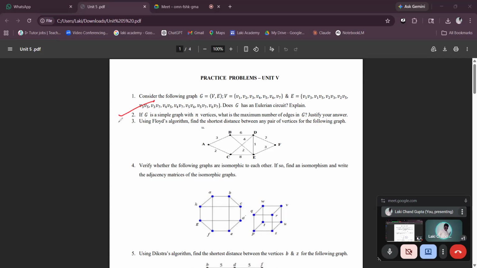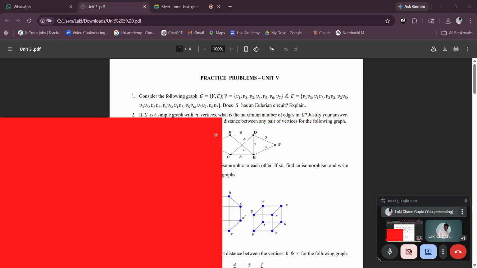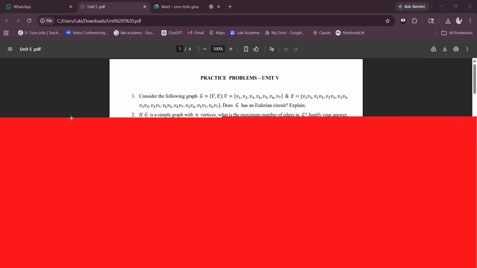Very good question. If G is a simple graph with n vertices, what is the maximum number of edges in the graph? Justify your answer. See, the maximum number of edges will be in a complete graph, right? What is a simple graph? A simple graph means a graph in which there is no self loop and no multiple edges.